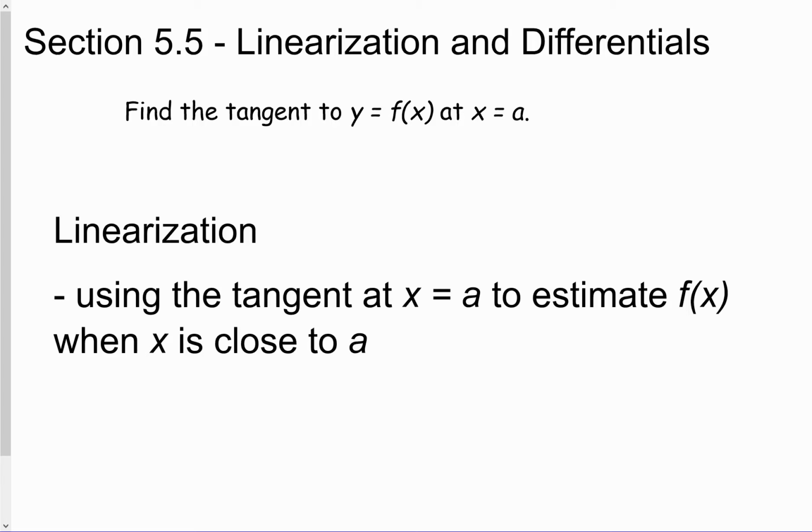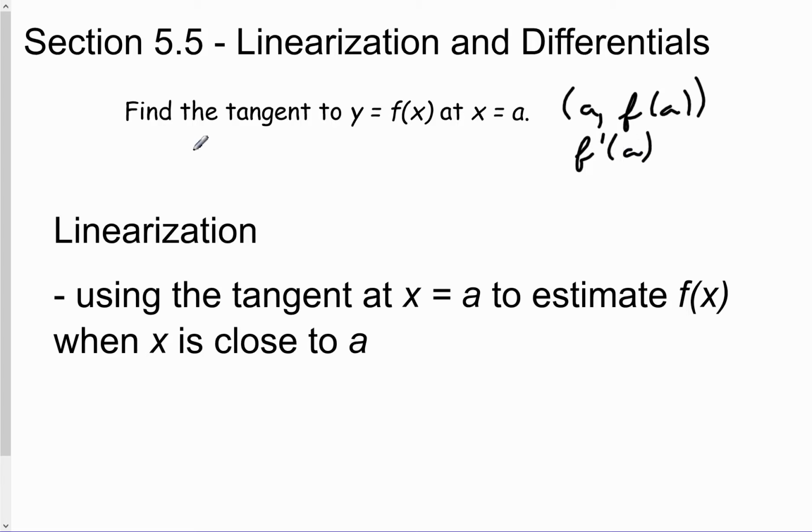Welcome to Section 5. In Section 5, we're going to be learning some smaller applications of derivatives, the first of these being linearization. So if I were to ask you, we have some function that I'm calling f of x, and I want to find the tangent at x equals a. Well, we would need a point, and the point would be a, f of a. And the slope would be f prime of a.